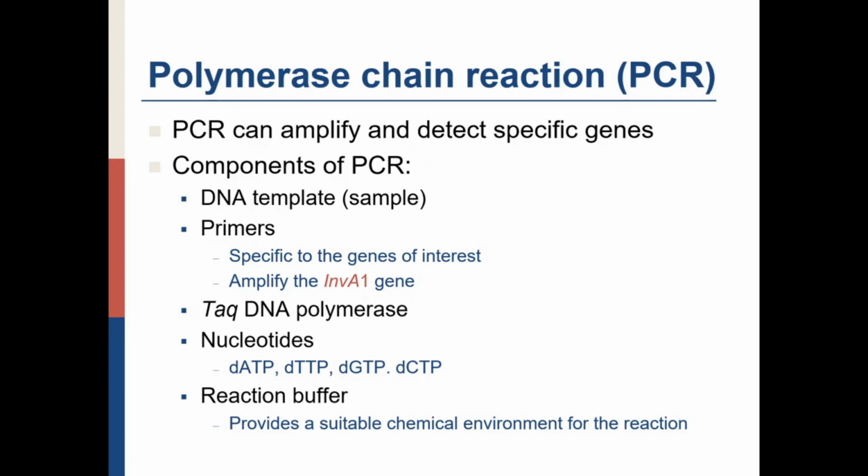This is used to amplify and detect specific genes. The components of PCR are your DNA template, which is your sample, and your primers, which are specific to the gene you're testing for. In this case, since we're testing for Salmonella, we're going to be amplifying the invA gene. Then you have Taq DNA polymerase, which puts everything together, the nucleotides, which are like the building blocks, and the reaction buffer, which provides a suitable chemical environment.